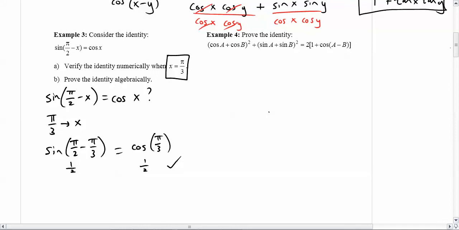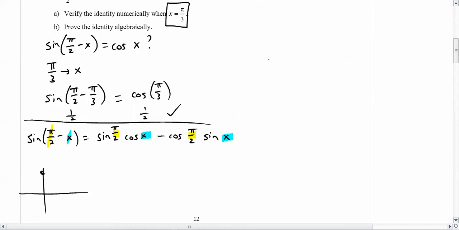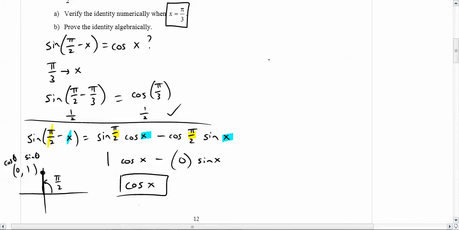In order to prove this identity, I can use the difference identity for sine. I'm going to take this sine and expand it, making it into sine cos, cosine sine. The sign in the middle is the same, and then I go first angle, second angle. So the first angle is pi over 2, second angle is x. So sine pi over 2 cos x minus cos pi over 2 sine x. Now I can use my special angles. Pi over 2 is the same as 90 degrees. Gives me the point 0, 1, where the x coordinate is cosine, and the y coordinate is sine. So sine of pi over 2 is 1. Cosine of pi over 2 is 0. So this is the same as cosine x. Yay!